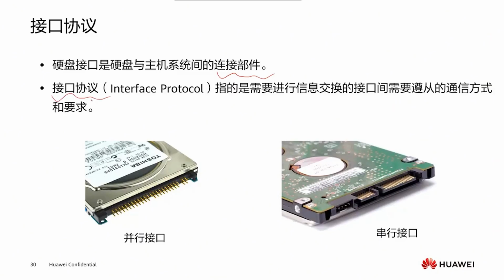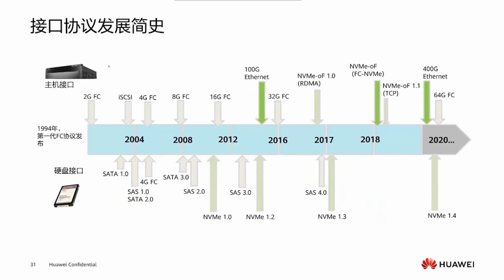The interface protocol does not only refer to the protocol of the hard disk interface, but also includes the protocols of other interfaces. There are many types of interface protocols, and each type of interface protocol has different basic specifications and different transmission speeds. This picture introduces the development history of the interface protocol. In the upper half of the picture, it introduces the communication protocol used by the interface connecting the host and the storage device, while the lower half of the picture introduces the communication protocol used by the hard disk interface.